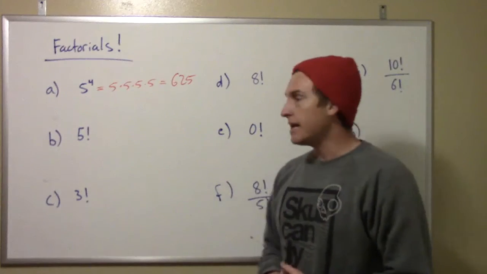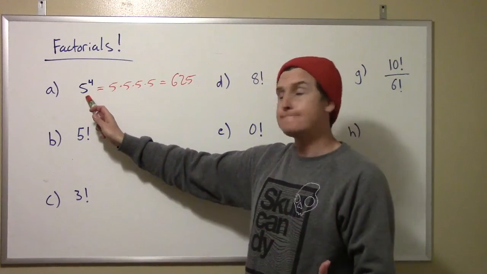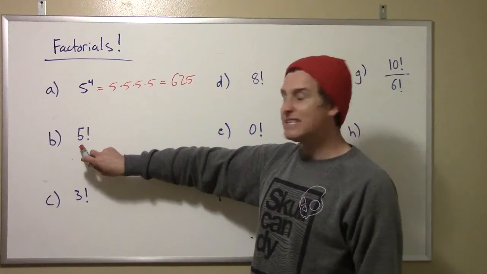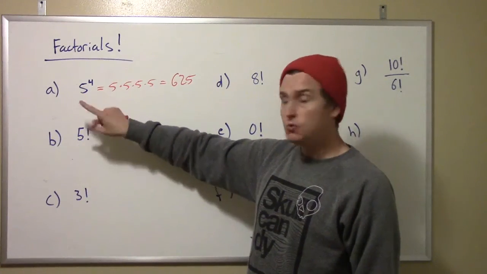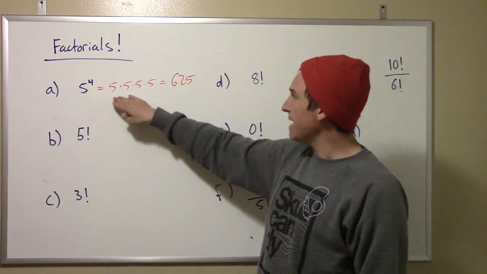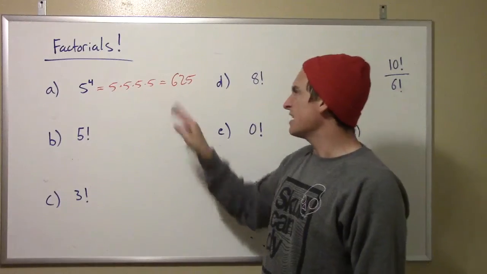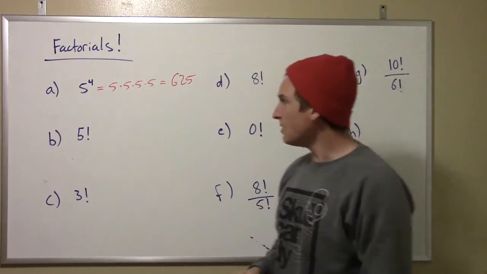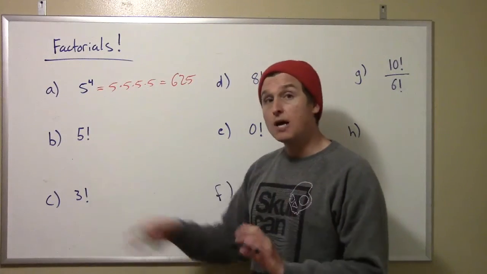The reason why I bring that up is because this represents a product, okay? And similarly, this represents a product as well. So what we can do with this is we can expand it out, right? We can write it like this. This is the meaning of it, and then we can figure out what that number is, or we can use a calculator. This right here is a product as well.